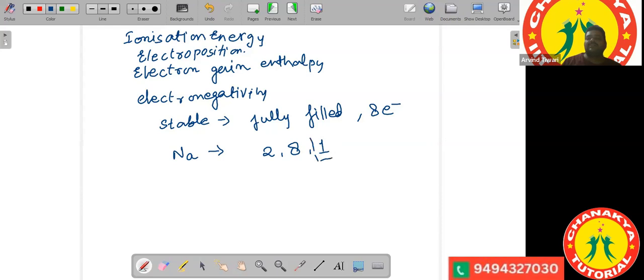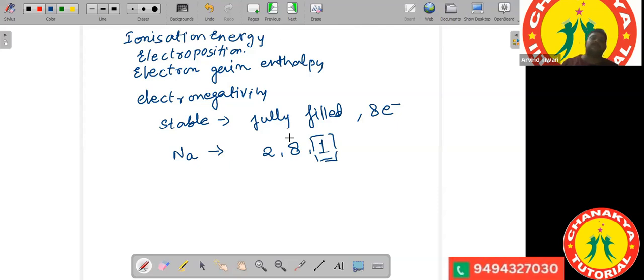So how much energy does this sodium require to donate this electron? It requires this electron to be lost to the surrounding, but at what cost of energy? There will be some energy which will be required for this electron to be removed from the outermost shell, and that energy we call the ionization energy. So one consideration is the ionization energy, which tells us whether it will donate electron or not.